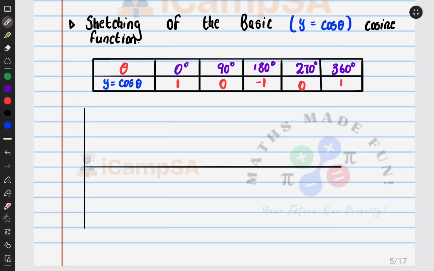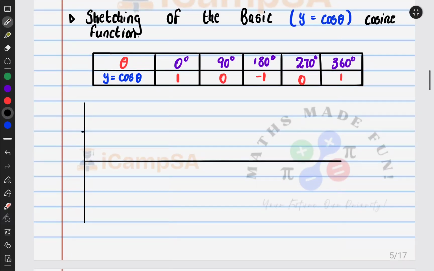It gives you 1. Okay, let's calibrate our Cartesian plane, or axis. So we're gonna have 90, 180, 270, 360. Okay, here we have 1, -1, we have 0 here, 90 degrees, 180 degrees, 270 degrees, 360 degrees. These are your theta axis and these are your y axis.